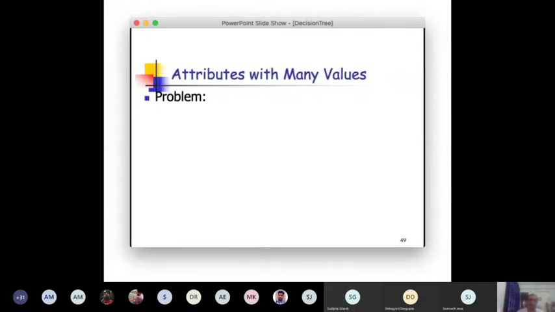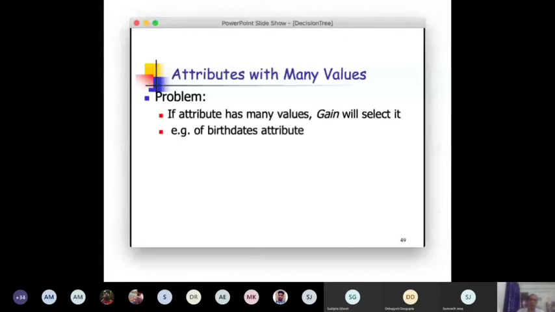Suppose you have an attribute where you have too many values. That means if you consider the number of discrete levels, that number is significantly higher than other attribute domains. Now, in that case, it has been observed that the information gain is biased to this kind of attribute.